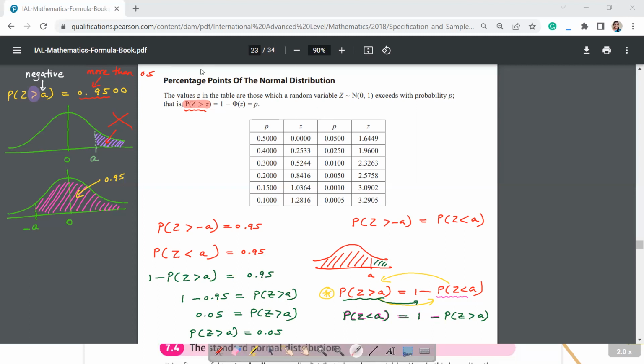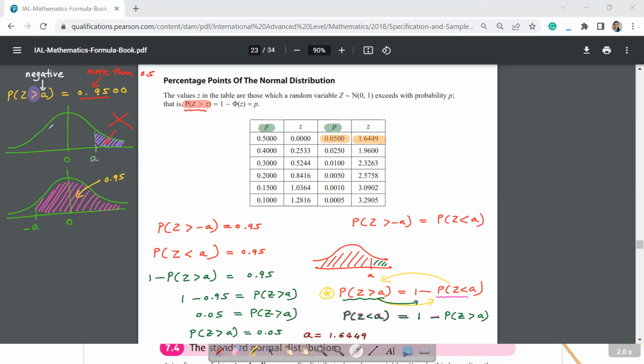So do I have a value here? The probability value is 0.05. Yes, can you see it? So what's the corresponding Z value? 1.6449. For the probability value 0.05, the corresponding Z value is 1.6449. So your A value is 1.6449. However, that's not the final answer, right?